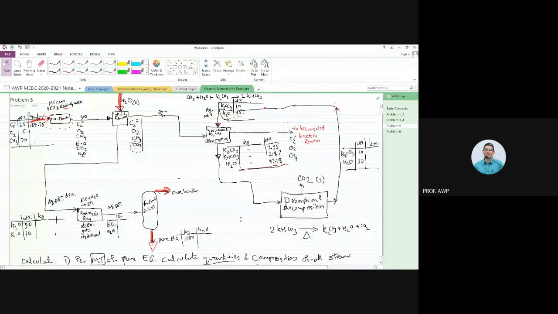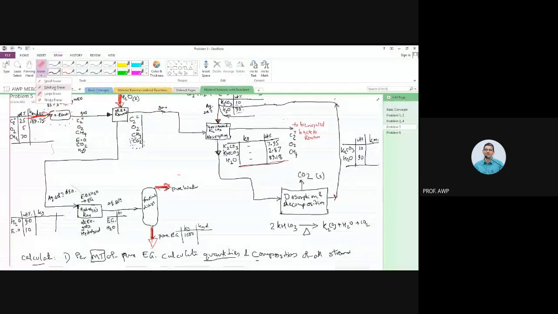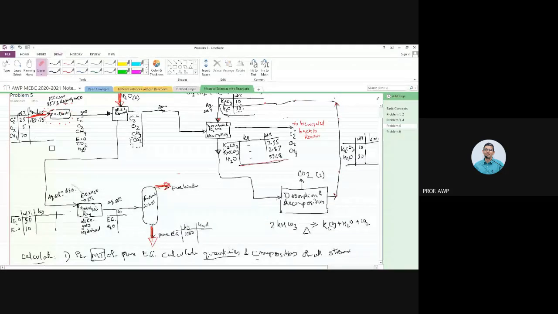So let us very quickly discuss. We want things to be calculated per metric ton of pure ethylene glycol. You can start any way you want. One way we can think about doing this is to start from the product end. That is what we want, those are the things that we want per metric ton.